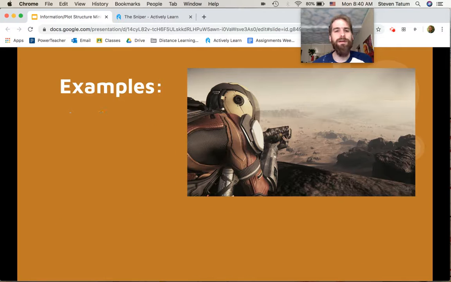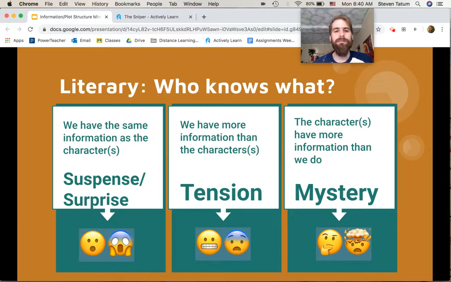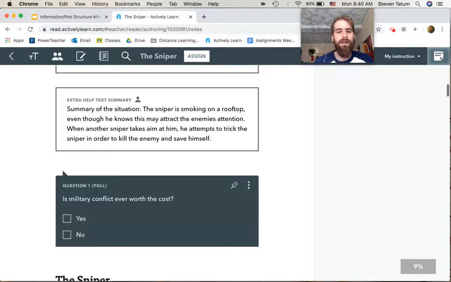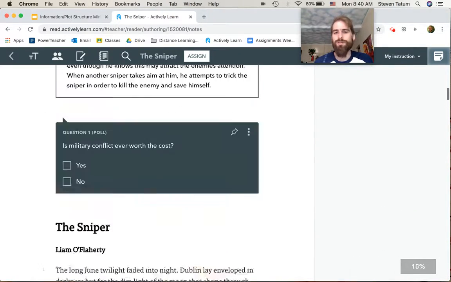All right, those are the 3 basic ways of structuring reveals of information. Ask yourself who's getting information and who's not, and what is that making you feel? You'll be practicing that by reading this text in the Actively Learn website. It's the short story that I've recommended before. It's called The Sniper, and it's a pretty short story.